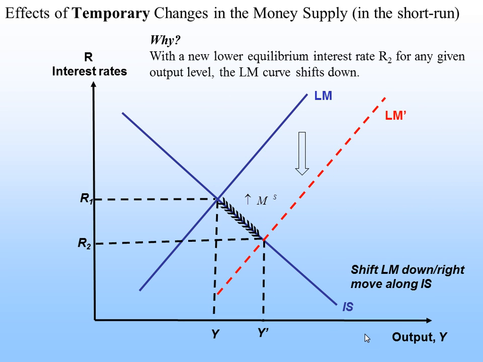So our LM curve shifts and we move along the IS curve to the new lower interest rate, R2 here. Okay, and the new higher output level, Y prime here.